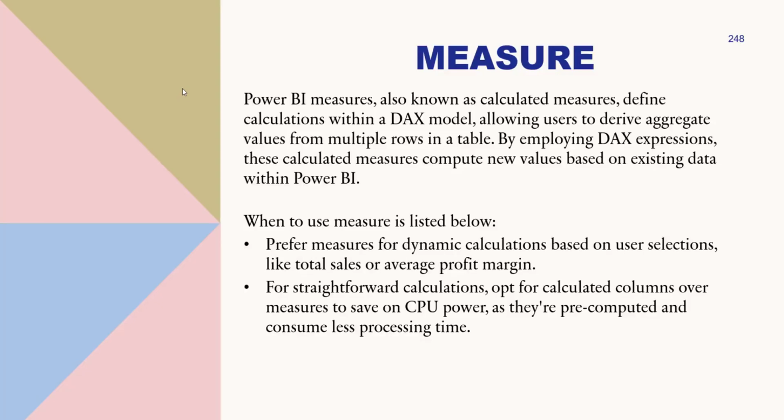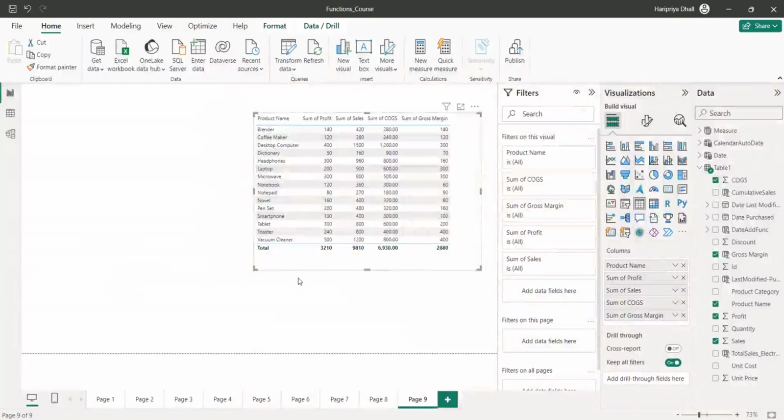Now let's see how we can create and use a measure in our Power BI visual. So for this we will navigate to Power BI. First of all, we will calculate the gross margin percentage. In the last video, if you remember, in the calculated column we calculated the gross margin, and using the measure we will calculate the gross margin percentage. So how can we calculate it?